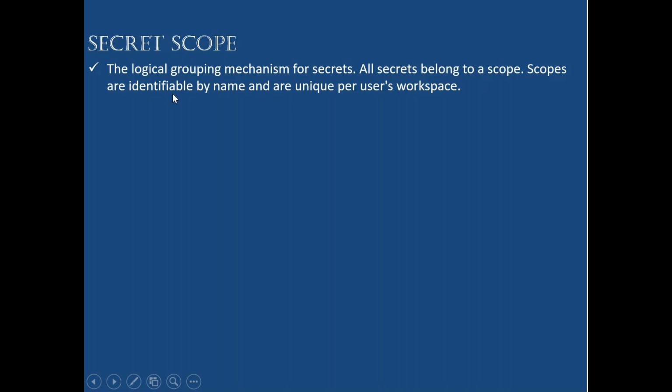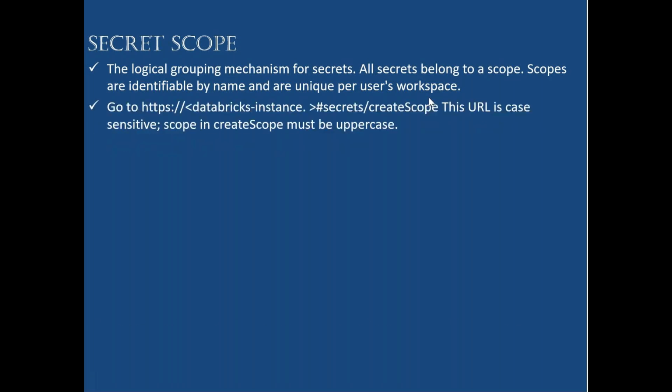These scopes are identified by name and are unique per user workspace. So in our Databricks workspace, when we create a connection to the key vault, this connection name also is unique. It should not be duplicated. But how to create a connection to the key vault from Databricks, I am still not aware why Databricks has still not added any direct option to establish the connection.